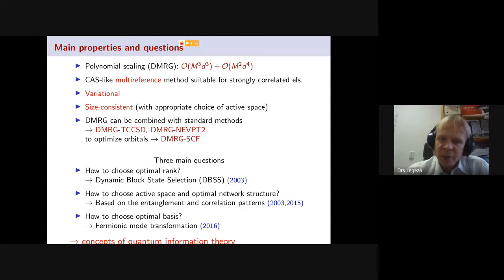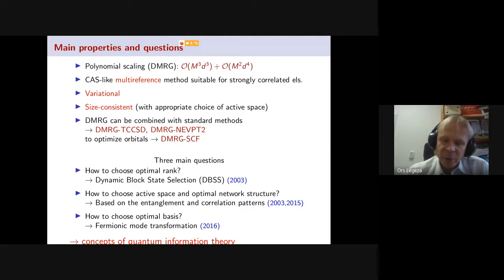It's a multi-reference method, which is excellent for strongly correlated electron systems. It's variational. It's very important that if we increase m, then systematically we get better and better results, and we converge to the exact solution, but always from above. Now it's size consistent for appropriate choice of active space. And DMRG can be combined with standard methods like coupled cluster, leading to DMRG-TCC or DMRG-FPT2, and also combined with SCF, so we can do DMRG-SCF or DMRG-based CASSCF to optimize the basis.